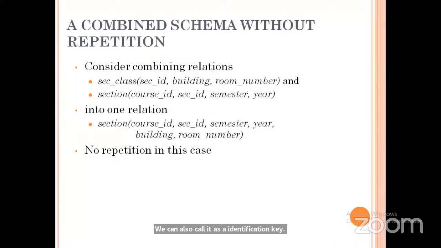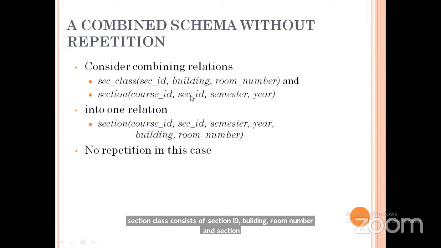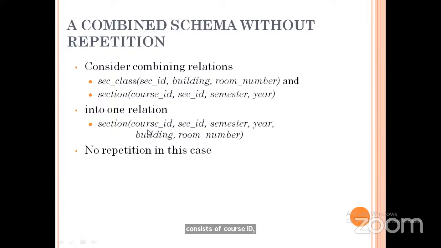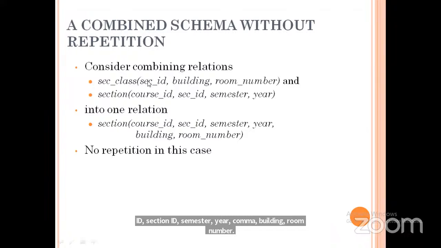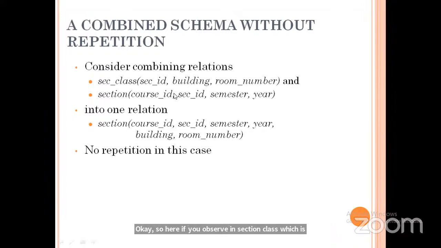As for a combined schema without repetitions, what will happen? Sometimes you will get confused. Consider combining relations like section class, which consists of section ID, building, room number, and section, which consists of course ID, section ID, semester, year. We make these into one relation: section, with course ID, section ID, semester, year, building, room number. Here, if you observe, the common column in section class and section is section ID, so we make it into one column.